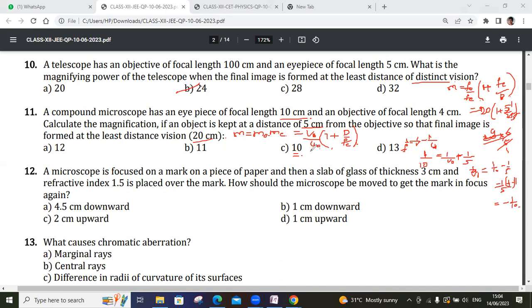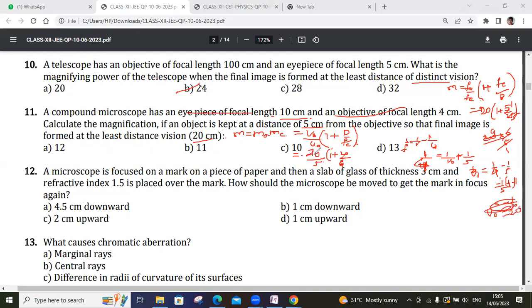So this 10 by this 5 into 1 plus 20 by FE is 4. Oh, sorry. The objective focal length is 4 and the eyepiece focal length is 10. So this will be 4 actually. 5 minus 4 is 1, 1 by 20. So VO will be 20 actually, plus 20.